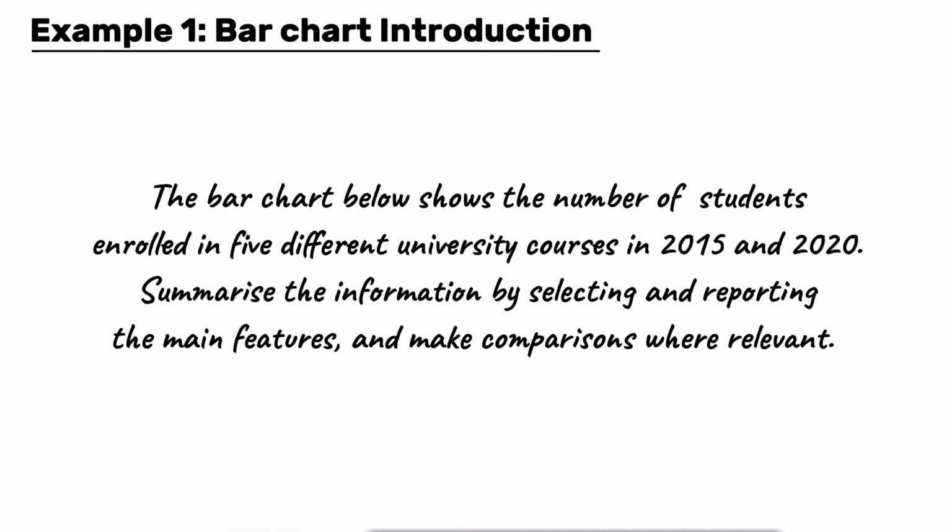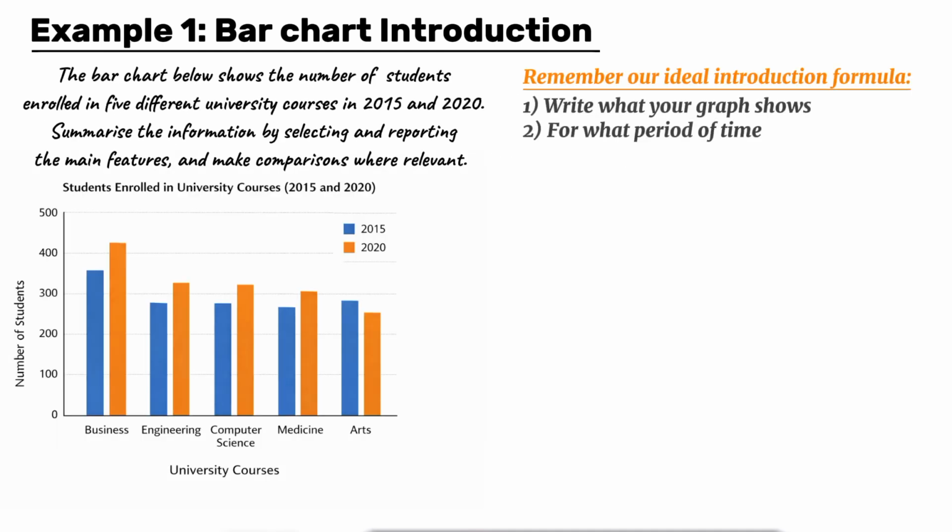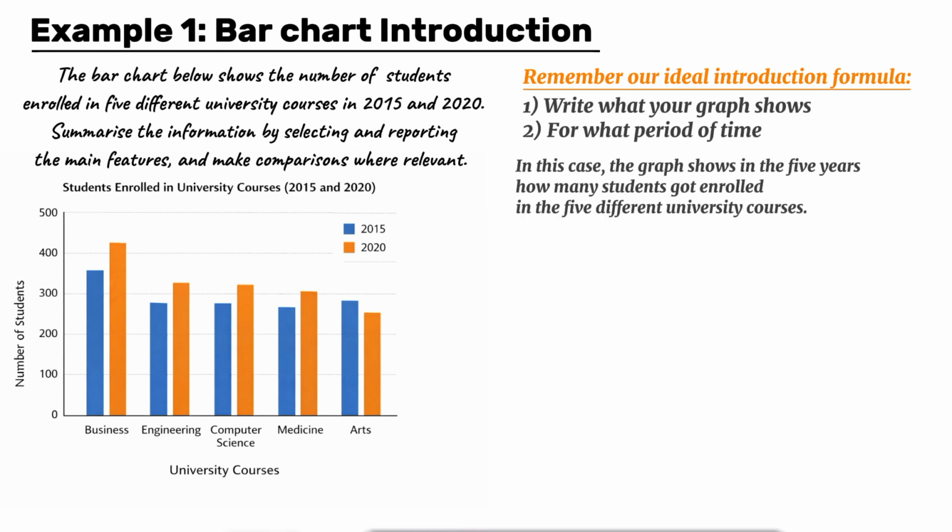The bar chart below shows the number of students enrolled in 5 different university courses in 2015 and 2020. Summarize the information by selecting and reporting the main features, and make comparisons where relevant. Alright, remember our ideal introduction formula. Write what your graph shows and for what period of time. In this case, the graph shows in the 5 years how many students got enrolled in the 5 different university courses. Remember this structure. It can work almost in every type of essay introduction.